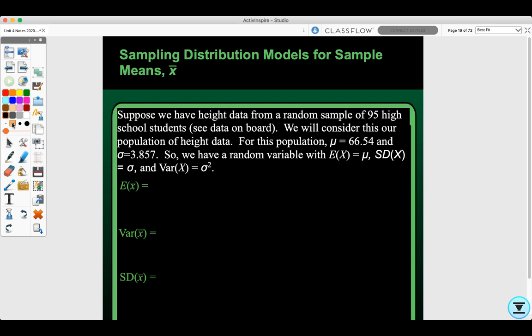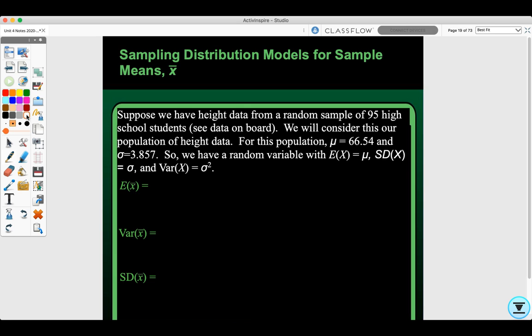Today we're going to be doing sampling distribution models for sample means. Suppose we have the height data from a random sample of 95 high school students. I'll show you the data in a minute. We will consider this our population of height data. For this population, mu is 66.54 and sigma is 3.857.